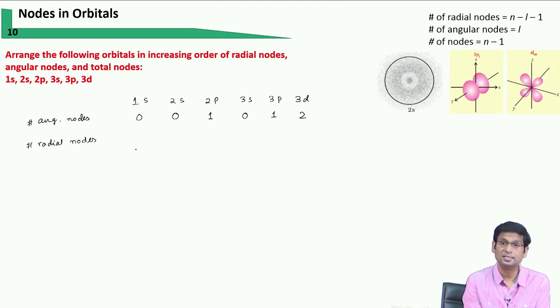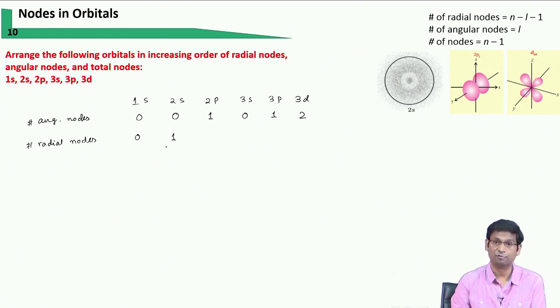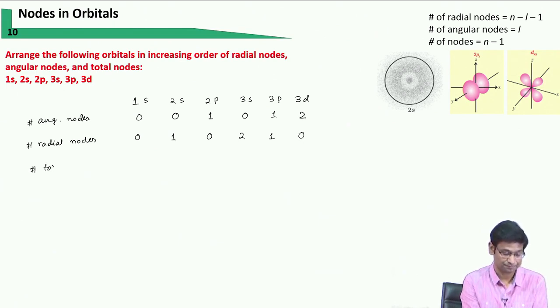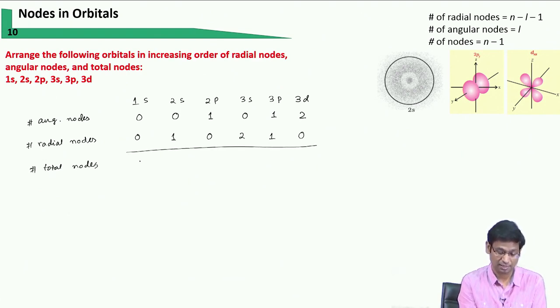The radial nodes: 1s is the lowest s orbital, so therefore there is no node. 2s is the second s orbital, so therefore it has got one node. 2p is the lowest p orbital, so therefore it has got no node. 3s is the third s orbital, so therefore it has got two nodes, because I am using n minus l minus 1. 3p will have one node, 3d is the lowest d orbital, so therefore it has got no radial node. Now, the total number of nodes is obtained when we just add them up. So, when I do this, I get 0, 1, 1, 2, 2, 2.